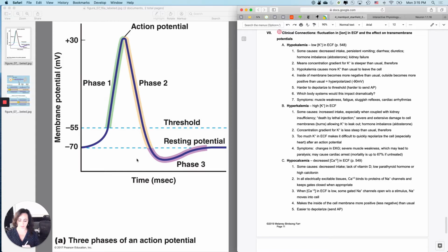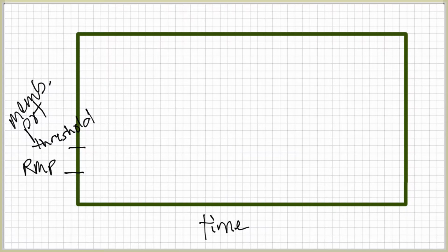So let's look at that. Before I had hypokalemia, I don't have an action potential yet. I'm just sitting at resting membrane potential, minding my own business, right? But then I get hypokalemia for whatever reason. And then what happens? Well, I sit there at rest, and my potassium concentration gradient is really steep. So at rest, through my leak channels, a whole bunch of potassium is going to leave the cell.